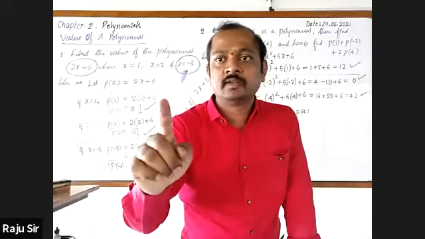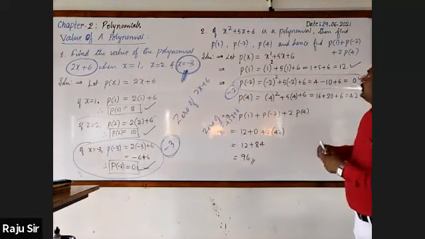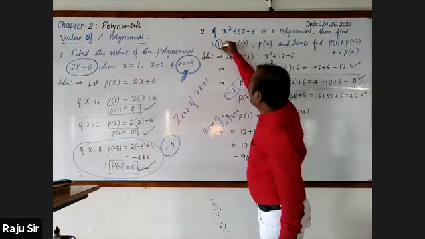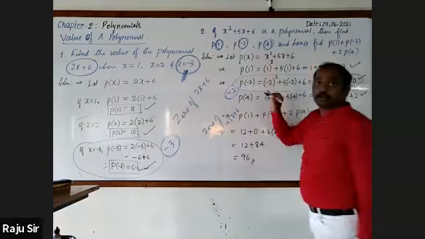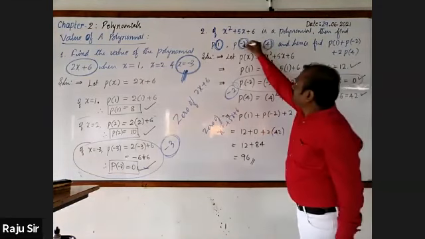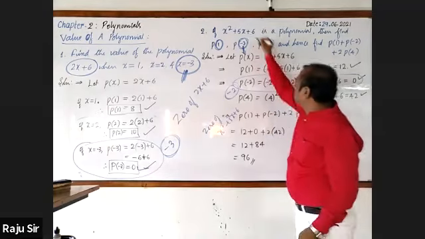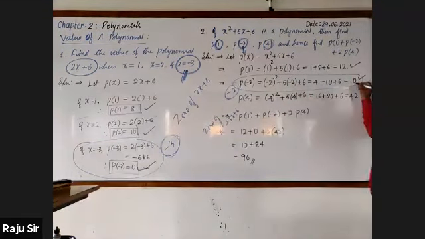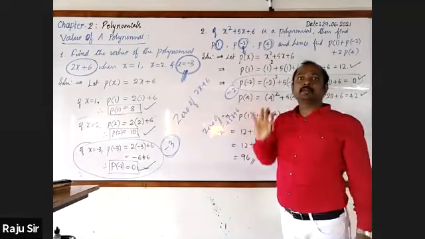Similarly, if you come across this, x is 1, x is minus 2, x is 4. Among these three values, x is minus 2. This value has made the value of the polynomial 0. That is why minus 2 is called the 0 of the polynomial.